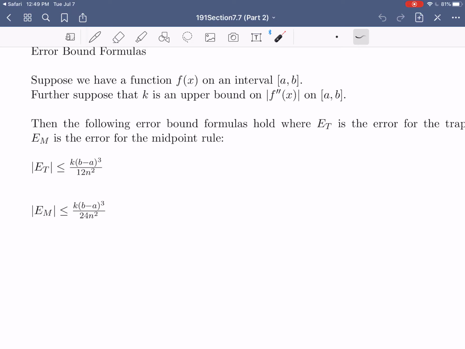So these are what we call error-bound formulas as opposed to error formulas. There's no easy way to calculate the exact error unless you actually manually calculate the integral and compare your approximation to your integral. These are just simply formulas for the bound, the worst case scenario for the error. Okay, so let's go ahead and take a look at some examples here.